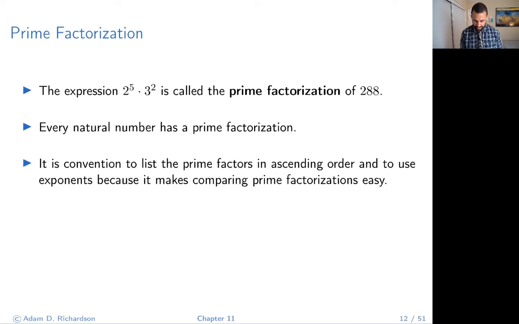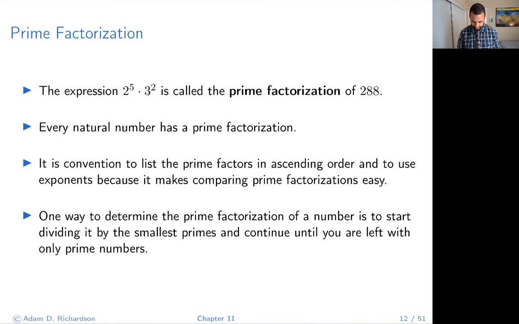One thing to note: it's convention to list the prime factors in ascending order. So for example, 2 comes before 3. So we want to write them in ascending order: 2, 3, 5, 7, 11, and so on. It just makes it easier because we're going to use these prime factorizations and start comparing them to get information about the numbers themselves. This is just my little tip.